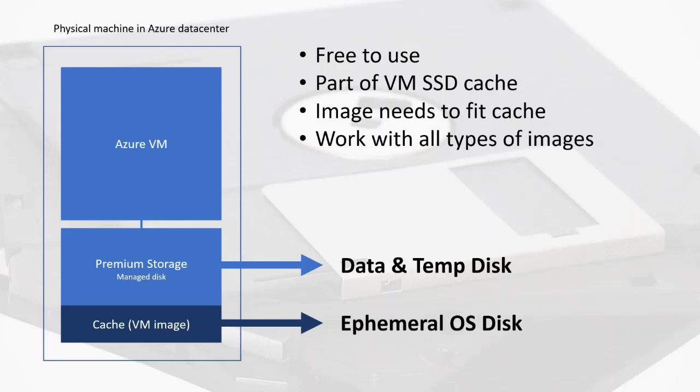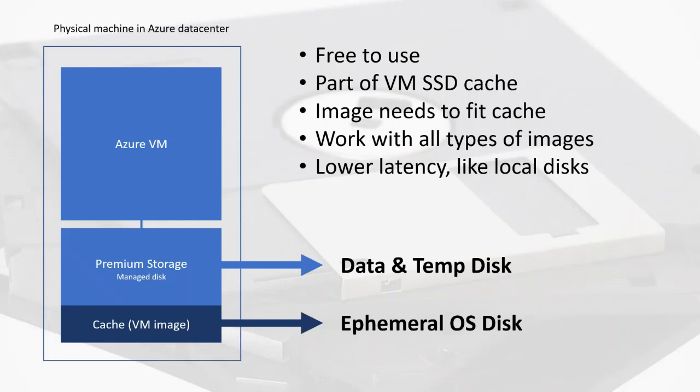It works with all types of images, even the shared image gallery you can work with, for example. And of course, like I mentioned, lower latency. There's nothing that needs to be mounted or anything. It's all local traffic, if you will. So a bit faster than blob storage, for example.